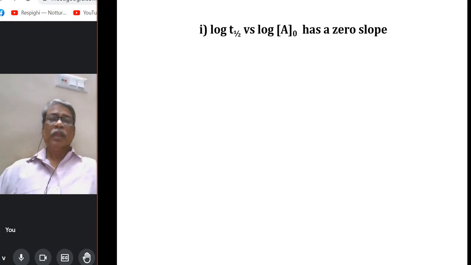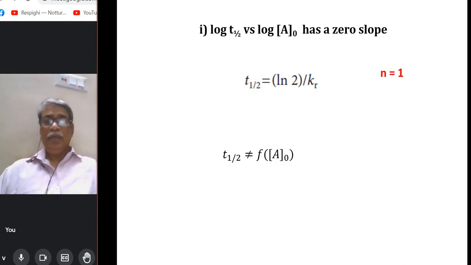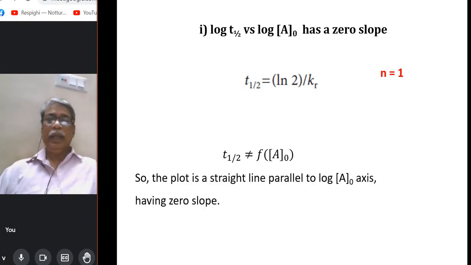Okay. Next question, log t half versus log a0 has a 0 slope. Again the answer is 1, and we will verify that. So t half is ln 2 by k, and of course t half is not a function of a0, it doesn't depend on a0, right? So if you plot log t half against log a0, it would be a parallel line to the x-axis, the log a0 axis, that means having 0 slope. So the answer is very clearly order n equals 1.